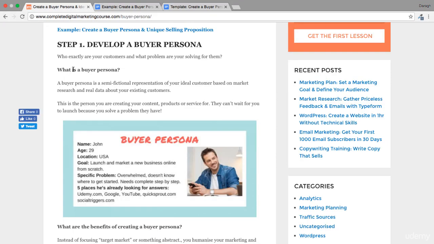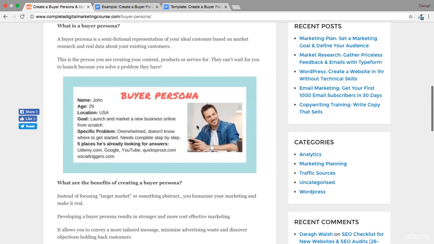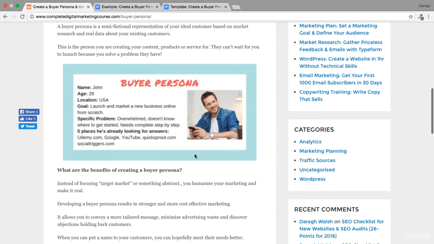So in terms of what is a buyer persona, well, it's a semi-fictional representation of your ideal customer. Down here you can see the buyer persona that I created for this course. There's a picture, there's a name, etc. Now this is totally fictional. This student doesn't exist. There is no student like this in the course. But the key benefit for me to create this, even before I recorded a single lecture, was to really humanize my product and my marketing and really make it real for me by picturing an actual person. That made it much more effective.